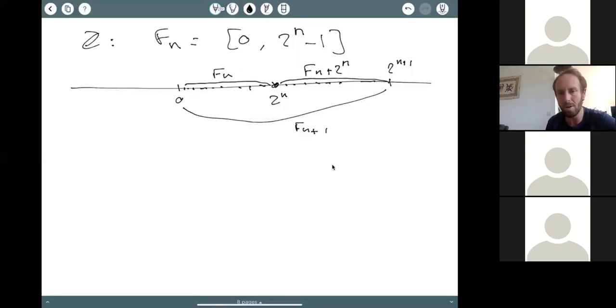This is just a one-dimensional picture of what I drew on my previous screen. And of course you can easily imagine what you would have for Z^2 and so on. So this is the picture.